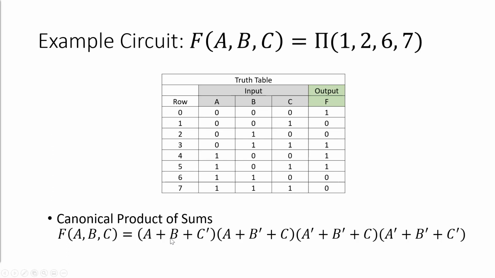So A ORed with B ORed with C naught, right? Max term 2, A ORed with B naught ORed with C, max term 6, and max term 7. So we'll be creating a schematic for this. So we'll be working with 3 different schematics for these different expressions for this circuit.